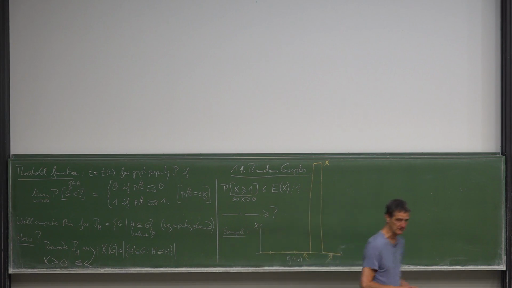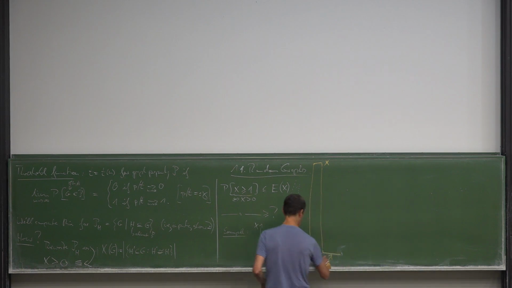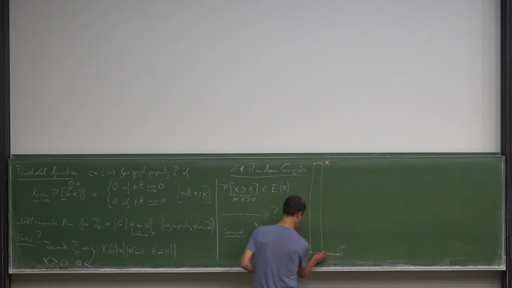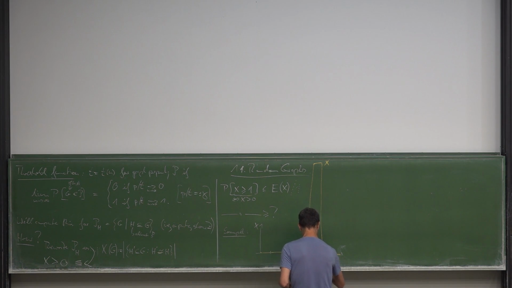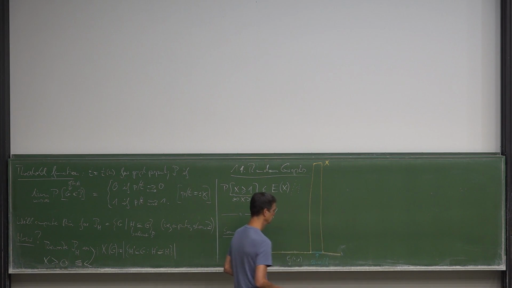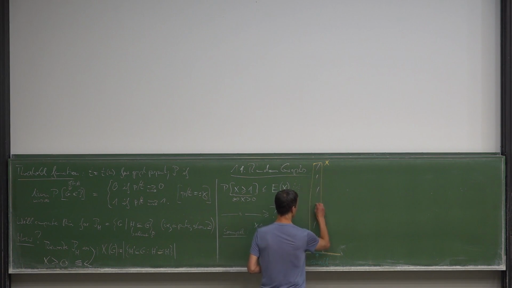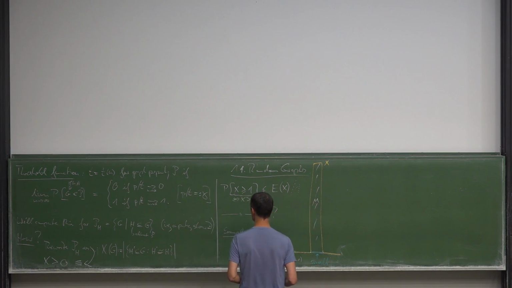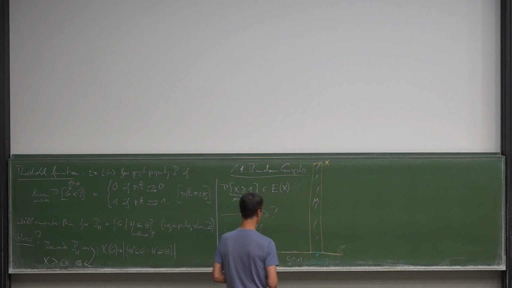No, that's not what I want. I want the other one. I want the measure of those G where X is positive to be large, but it's small, even if the expectation is large. So mu is an abbreviation for the expectation of X.